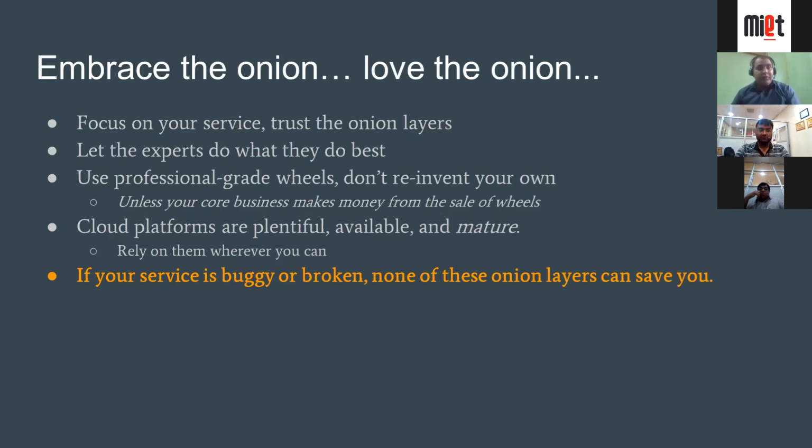The last point is that if your service is buggy or broken, none of these onion layers can save you. If you design a faulty service and assume the other layers will take care of it, that will not work, because you should design your service at the 100% level, and after that your onion layers can save you. Like if you are weak, nobody can save you. You should be strong enough so that everybody can protect you. So the core focus is that you should design your service 100%, and your service should not be buggy or broken.